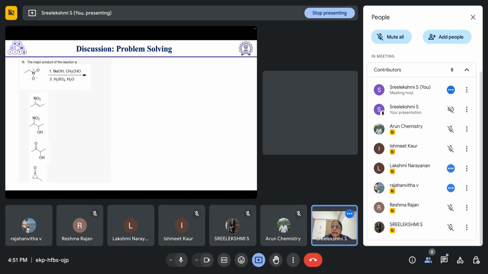Okay. Next one, the major product of this reaction. So this nitro compound, first we are treating with NaOH and acetaldehyde, then in the second step with H2SO4 and water. So what will be happening here? Which reaction is it? Actually, this first step is one named reaction, and the second step is another named reaction.